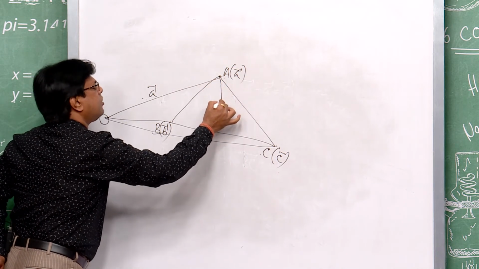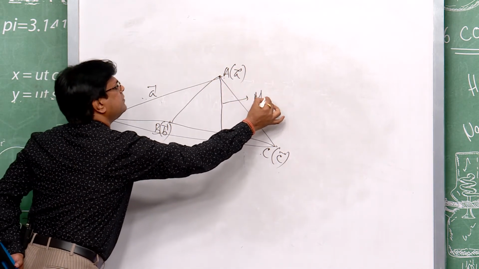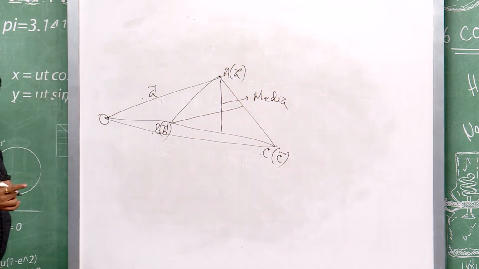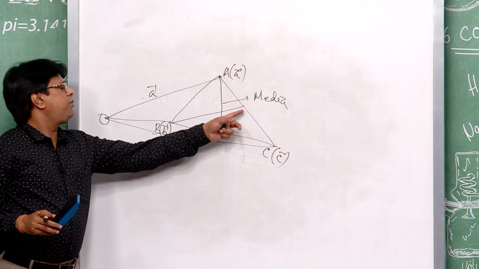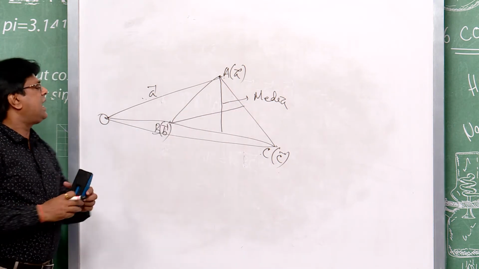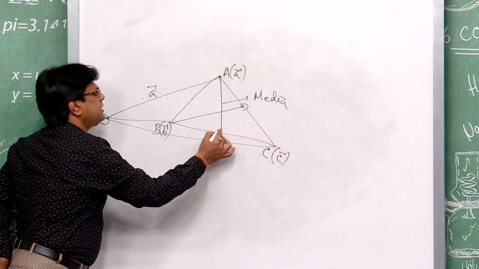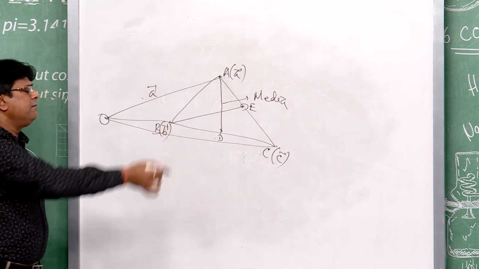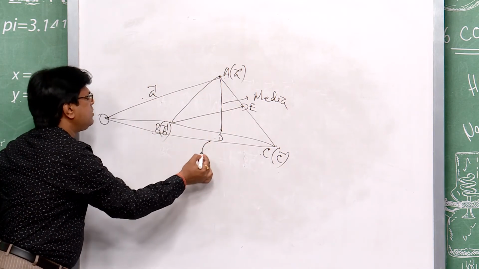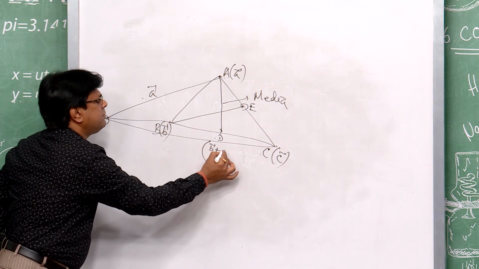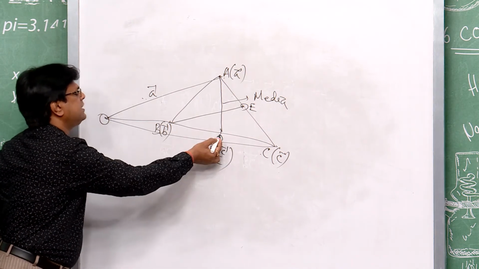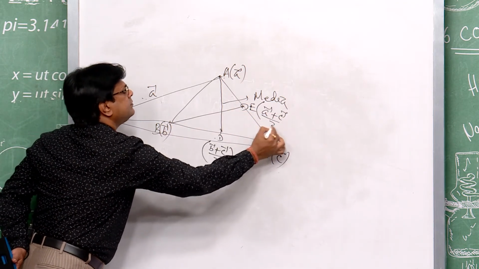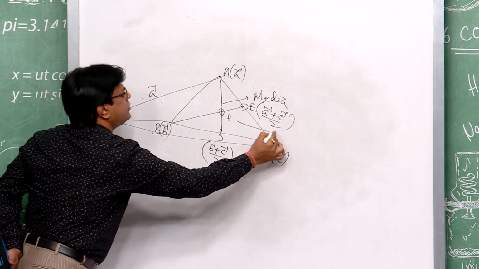Then we draw a median. Median means the line joining a vertex to the midpoint of the opposite side. Suppose this is D and this is E. D is the midpoint of BC, so D has position vector (B plus C) by 2, and E is the midpoint of AC. Then P is the centroid.